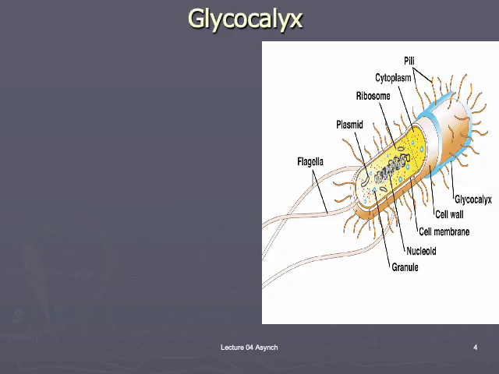Hi and welcome back. This is part 2 of Asynchronous Lecture 3. Now let's talk about some more structures. We've started inside and we're going outward, so let's go outside the cell wall. We're thinking of this thing right here, on the outside of the cell wall, found in some, but not all bacteria. It has a lot of medical importance, and it's called the glycocalyx.